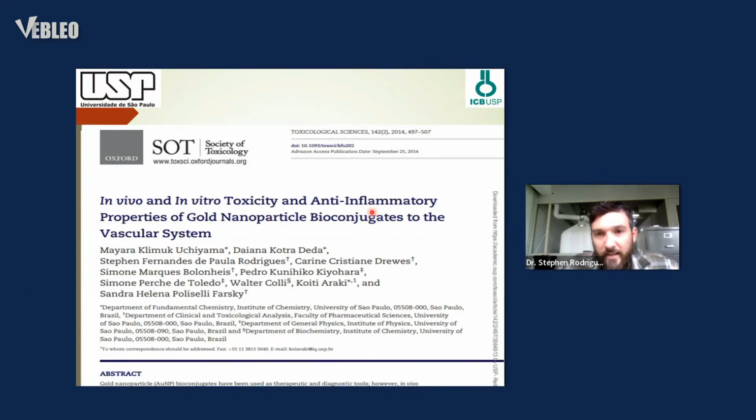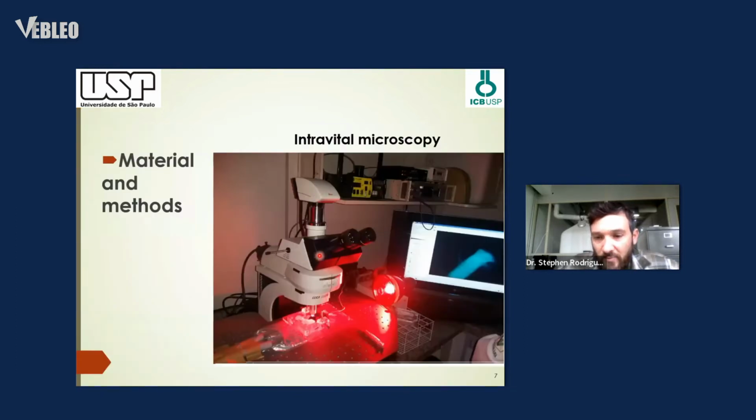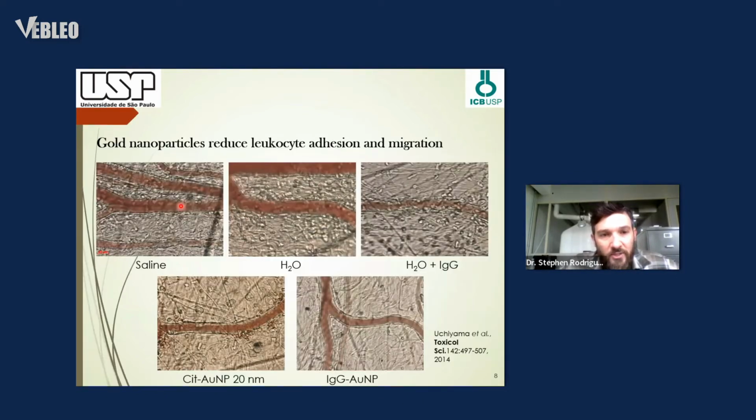How did we demonstrate that? Using intravital microscopy, a system in which we have an anesthetized mouse and we perform a surgery to study whatever tissue we want to study. In this case, it is brain, okay? But in this paper, we used a tissue called mesentery. And this is the enlarged image that we observed using intravital microscopy. This is a blood vessel in the brain. But as I told you, in this paper, we used mesentery. And this is what we observed.